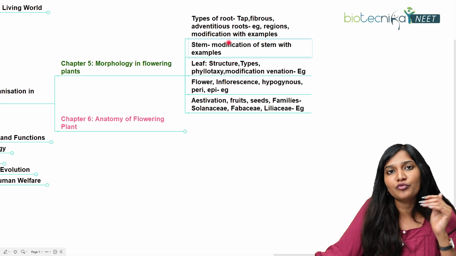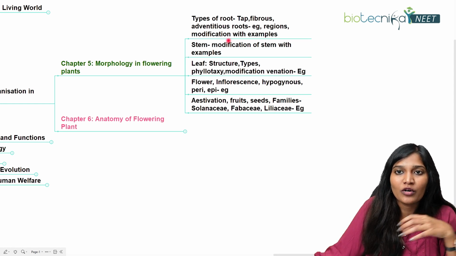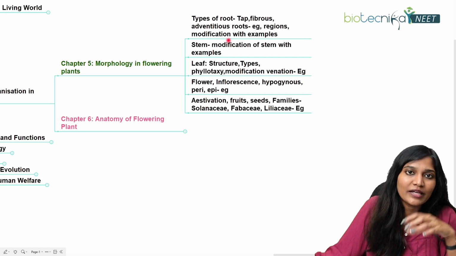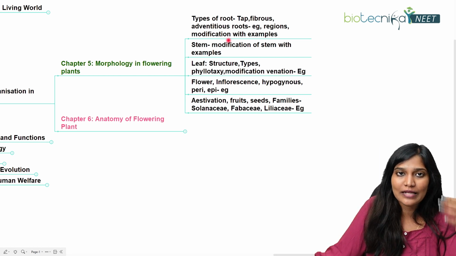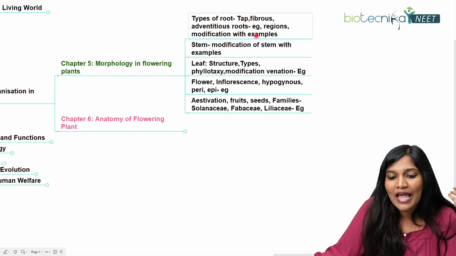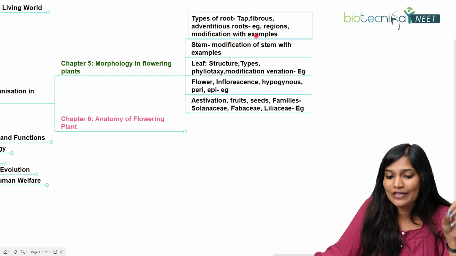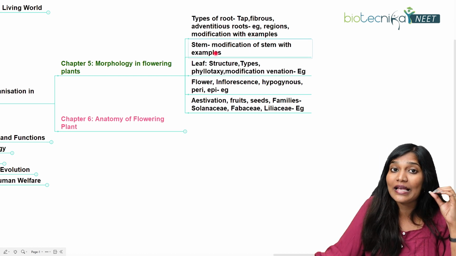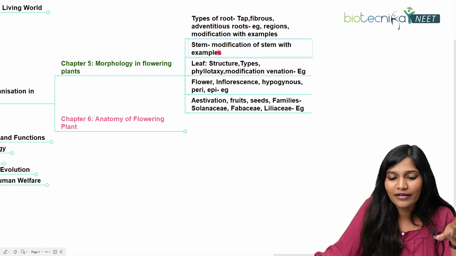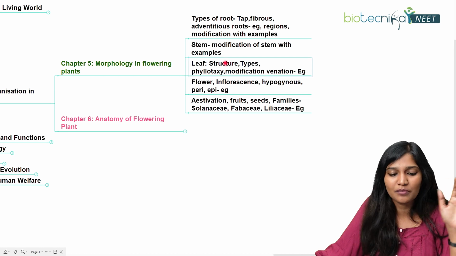So first start off with root. In root, you study the types of roots, tap root, adventitious roots, and what are the regions of the root, starting from root cap, and then meristematic phase, elongation phase, and maturation phase. And then you have to study the modification of roots and their examples which are given in the book. The next, the stem, modification of the stem, and what are the examples. Refer only to the NCERT book, don't refer to any other book, because you will find examples coming only from this book.